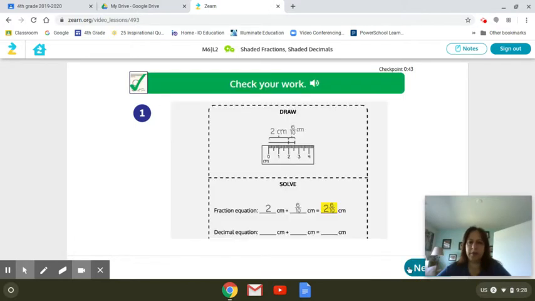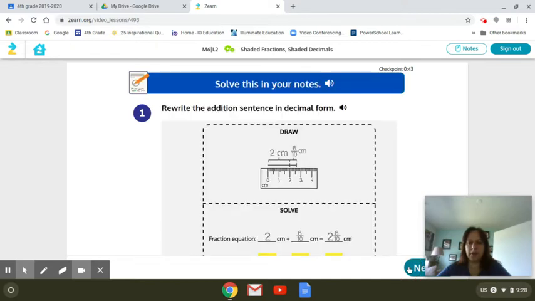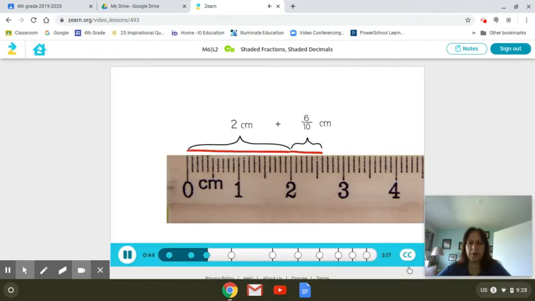We're going to write that as a mixed number, 2 and 6/10. 2 plus 6/10 is 2 and 6/10. We can write that using decimals, like this. Correct. Both of these numbers, in fraction form or in decimal form, mean the same thing.